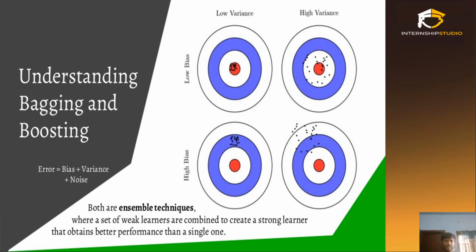So this is how we deal with a random forest classifier or a bagging based classifier. And boosting is also an ensemble based technique, also with respect to decision trees. Even in bagging we have decision trees, and in boosting also we have decision trees as our base learners. We will understand more regarding boosting in the upcoming slides, where a set of weak learners are combined to create a strong learner that obtains better performance than a single one.